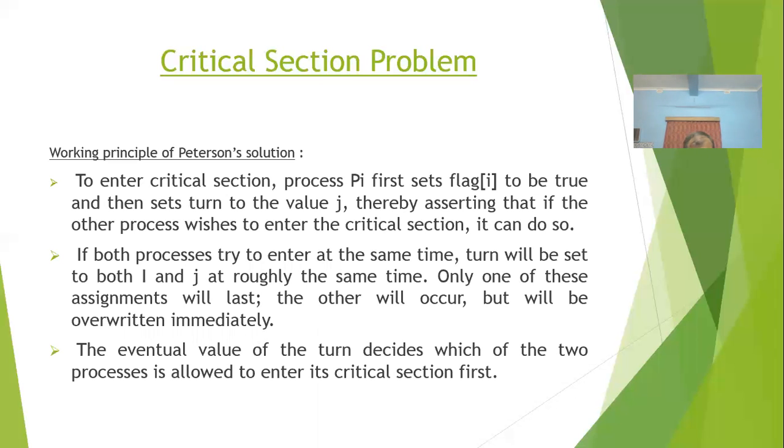So let's see the working principle of Peterson's solution. To enter the critical section, process Pi first sets flag[i] to be true, and then sets turn to the value j, thereby asserting that if the other process wishes to enter into the critical section, it can do so. That means it is allowing the other process to enter into its critical section if the other process is ready. Now, if both processes try to enter at the same time, turn will be set to both i and j at roughly the same time, but only one of these assignments will last. The other will occur, but will be overwritten immediately. So any one of the processes ultimately will be allowed to enter into its critical section.